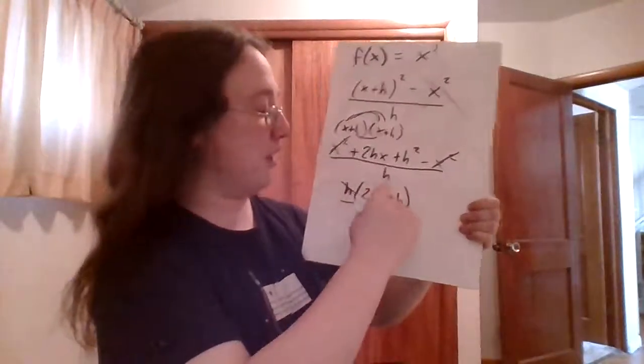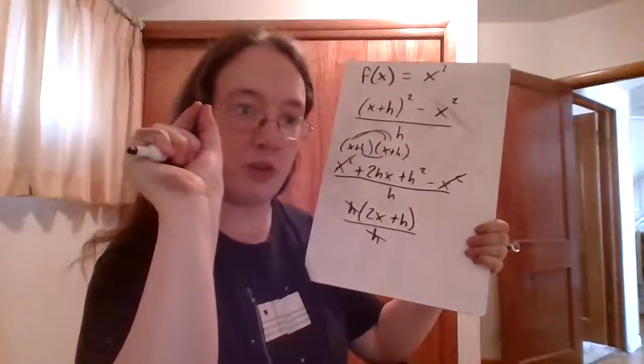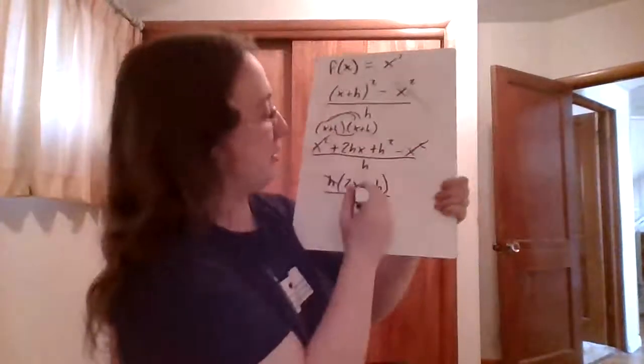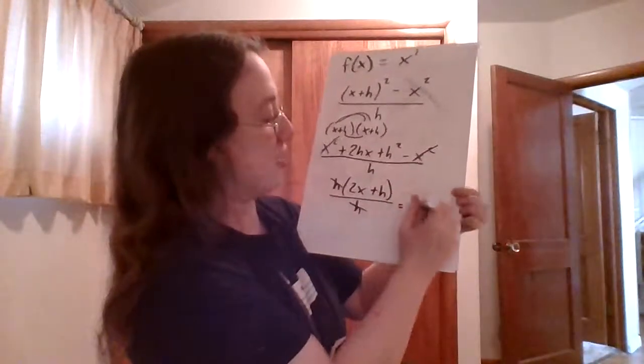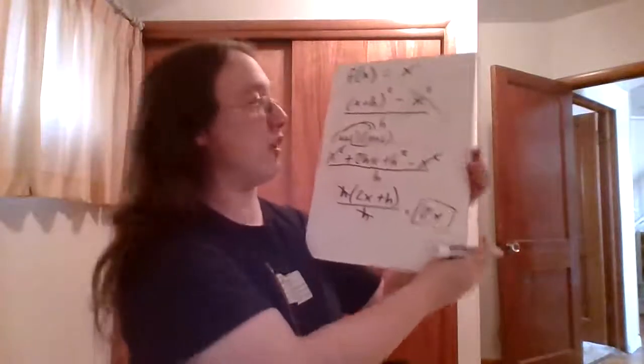And we said we wanted the limit as h is getting closer and closer to 0. So as we're making that difference between our 2 points smaller and smaller, as it's approaching 0, this is really just going to be 2x. So there's our derivative the long way.